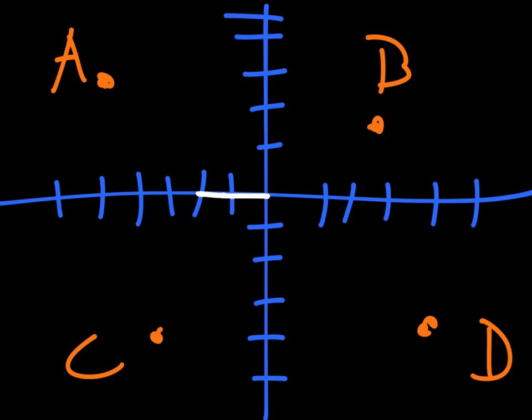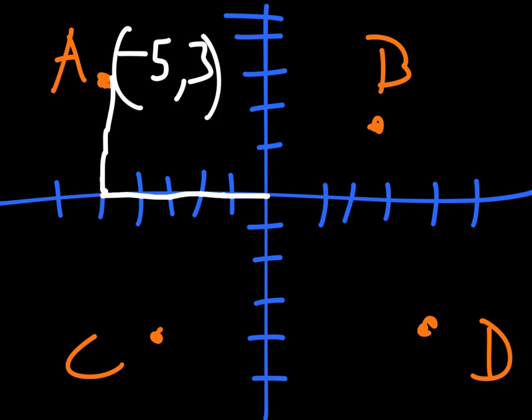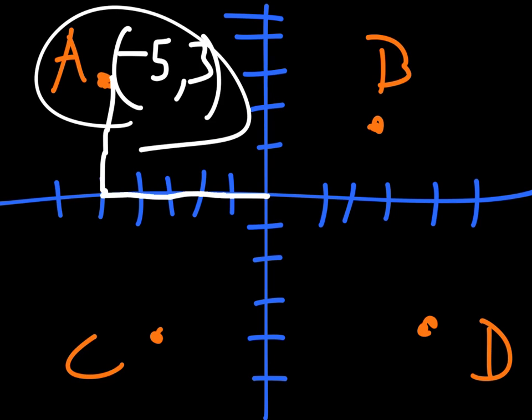You have 1 to the left, 2, 3, 4, 5. These are negative 5, by the way. 1, 2, 3. So (-5, 3). Don't forget the parentheses. That's A, okay? So that's A. B is 1, 2. I put it in the middle, kind of, sort of, but it's not really in the middle. So you're 3 to the right, and you go up 2. So this is going to be (3, 2).